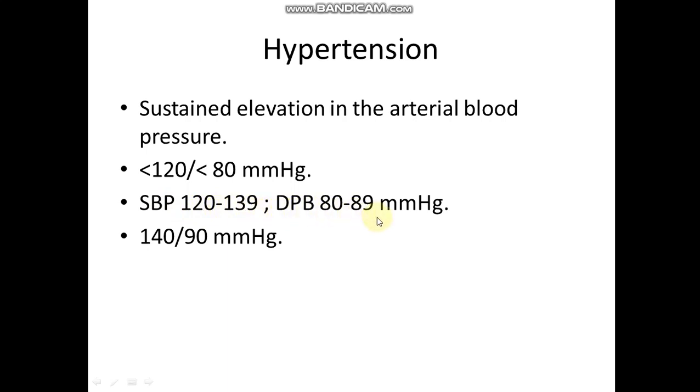in this case, the condition is termed pre-hypertension, or the patient is in the state of pre-hypertension. That means this patient is more susceptible to develop hypertension in the future. If the blood pressure measurement results in 140 or more over 90 or more millimeter Hg, in this case the patient can be described as a hypertensive patient, or the blood pressure is elevated, or hypertension.